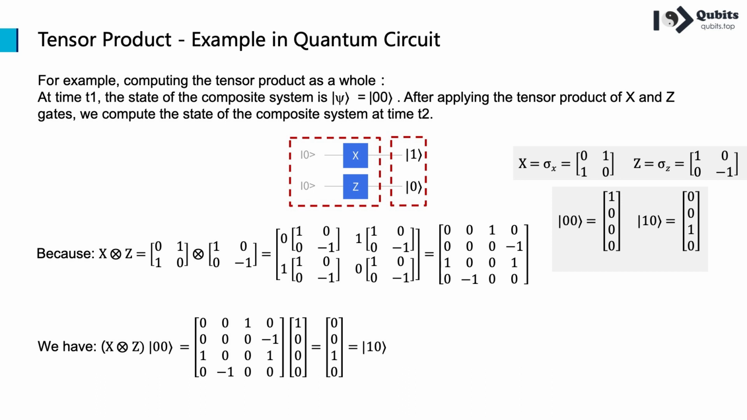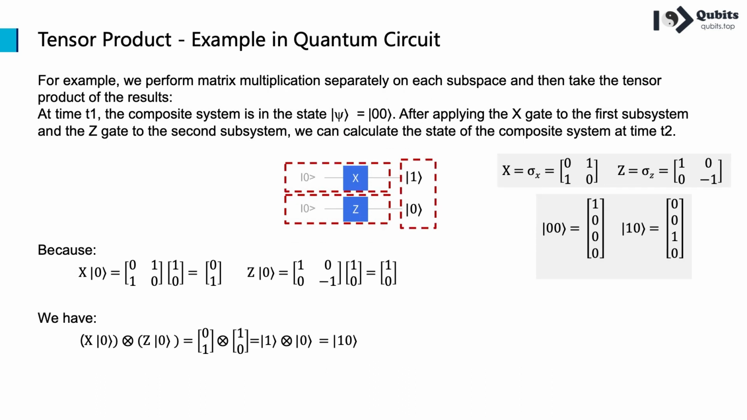This means that the first qubit is in the state ket 1 and the second qubit is in the state ket 0. The tensor product is a powerful tool for manipulating the states of multiple qubits simultaneously in quantum circuits, as demonstrated by this example.